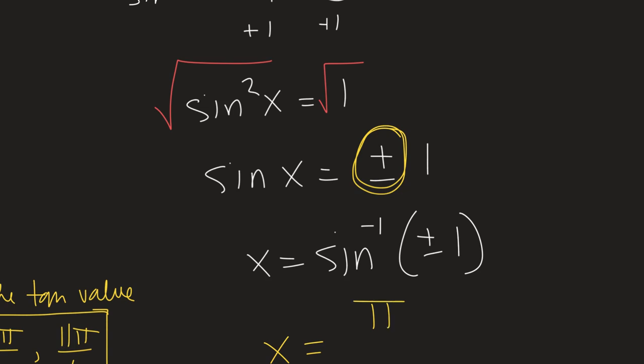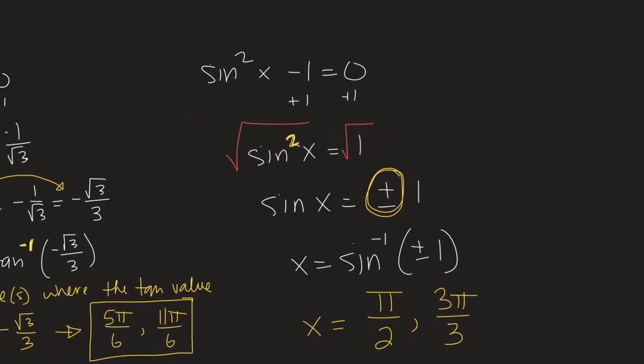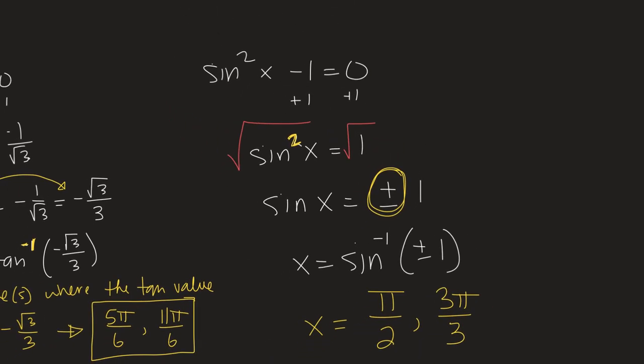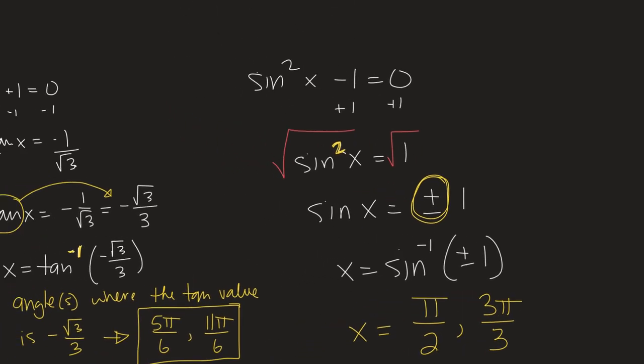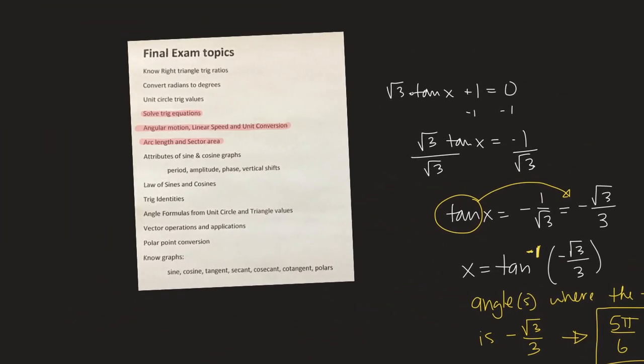So sine is positive 1 at pi over 2 or 90 degrees, and sine is negative 1 at 3 pi over 2 or 270 degrees. So whenever we have a square in your trig problem and you solve it, you take the square root and you get positive and negative trig values. Okay, so don't forget about those two rules when it comes to solving trigs.